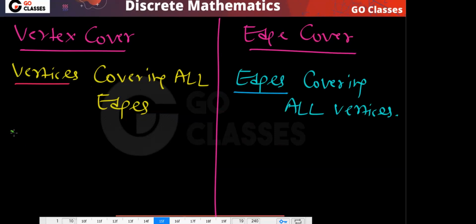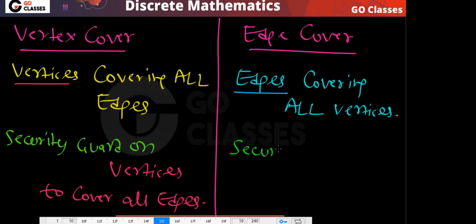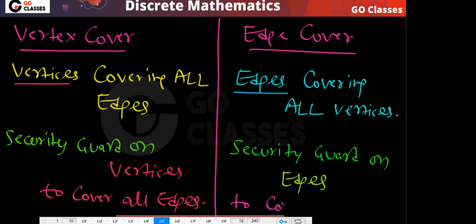So here I can say, where we put the security guard on vertices, we put security guard on vertices to cover all edges. And the same scenario here, we put the security guard on edges. This security guard we put on edges to cover all vertices. Is this concept clear to everyone?